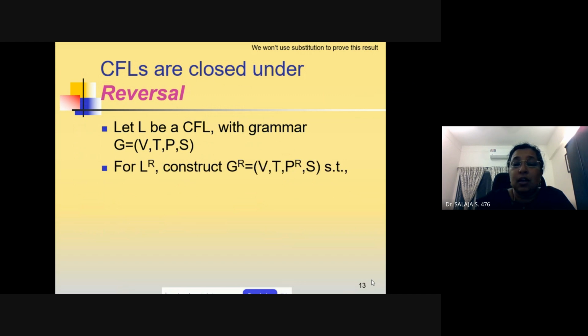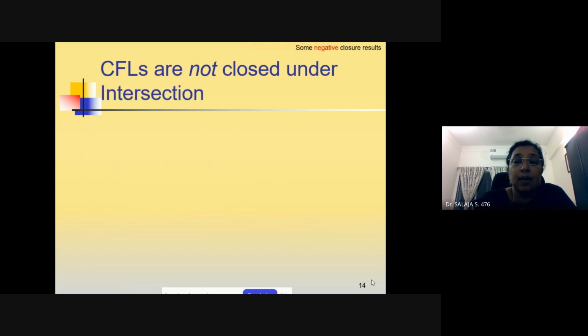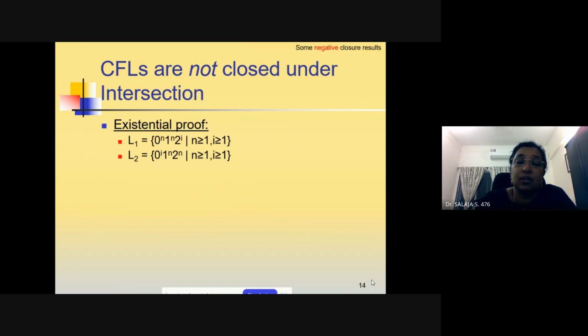Reversal, we always know that we can reverse any production. Okay, we can reverse any production as such, and we can form a new production. If you remember, you had left linear grammar, you had right linear grammar. We reversed it and we wrote it. So we can reverse any production as such, and that will be also context free, but it might give you a different set of language.